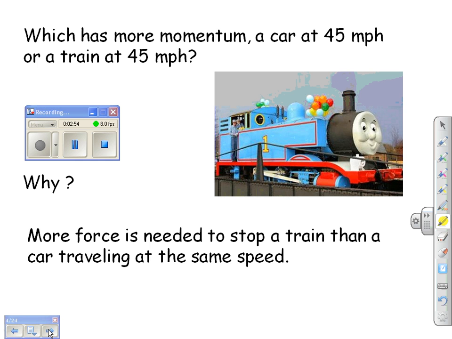Because there's more force needed to stop a train than a car. Even though they're traveling at the same speed, the train has more mass. And since momentum is mass in motion, the one with more mass is going to have more momentum. And the train has more mass.